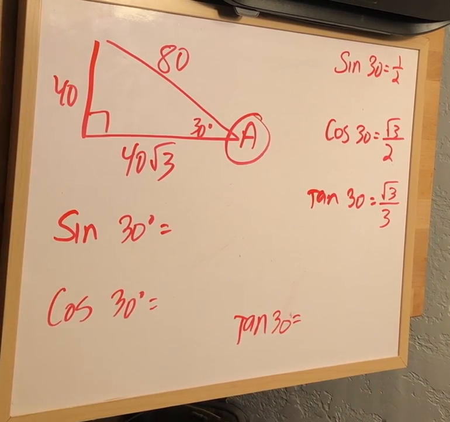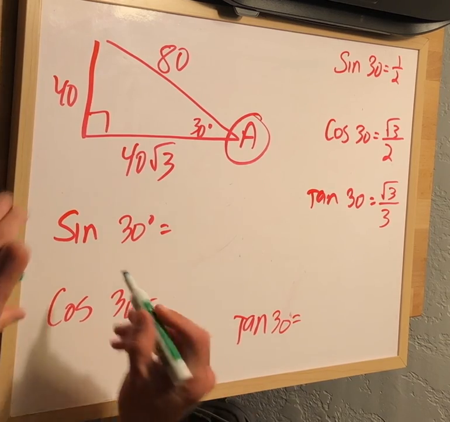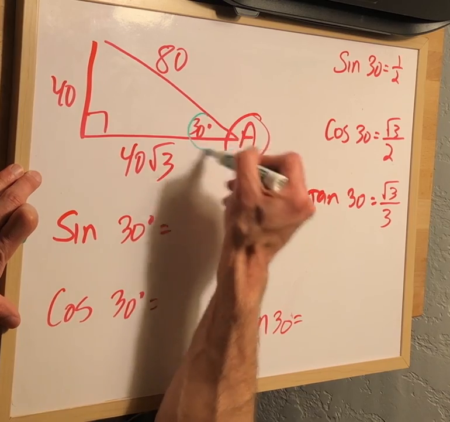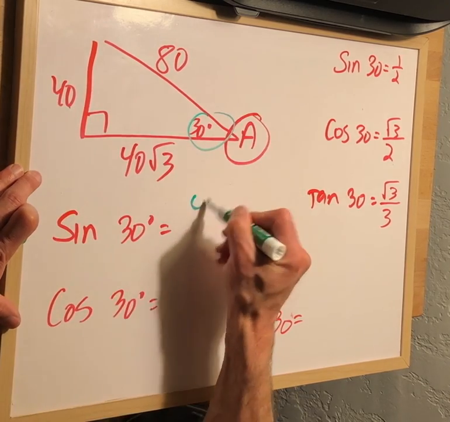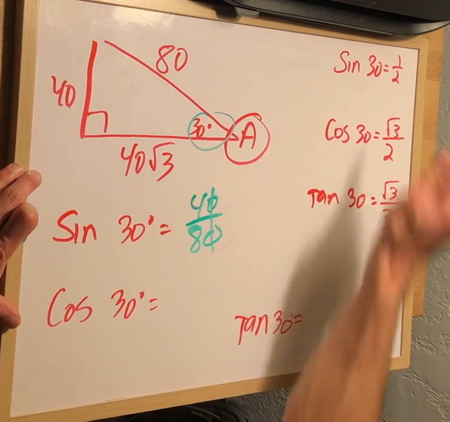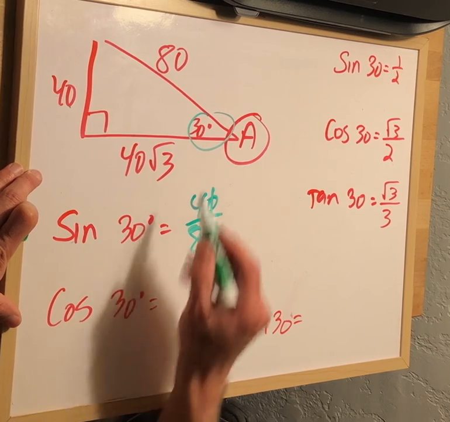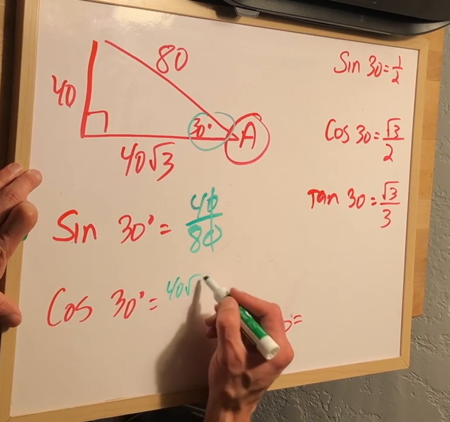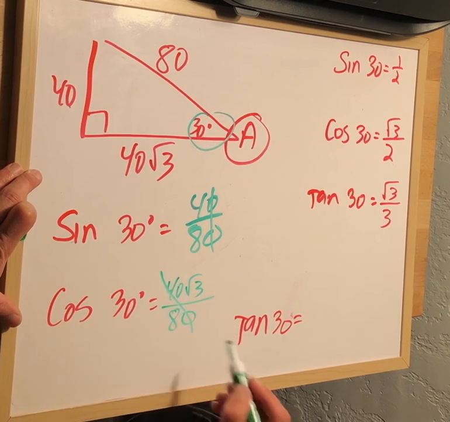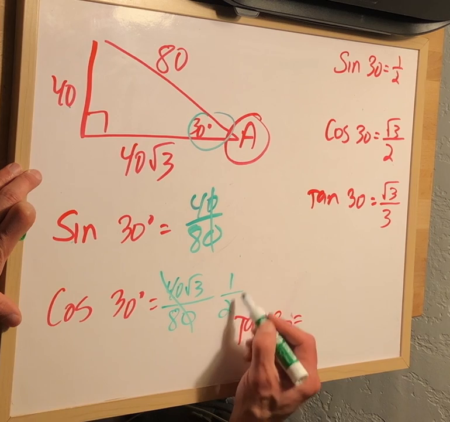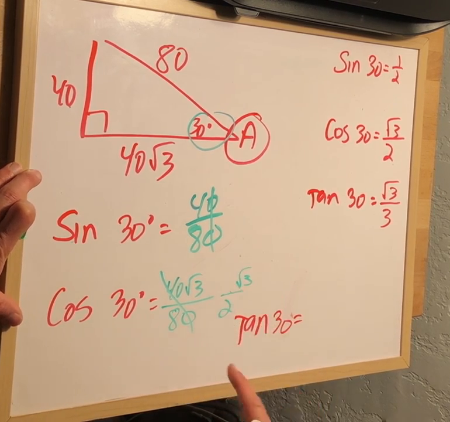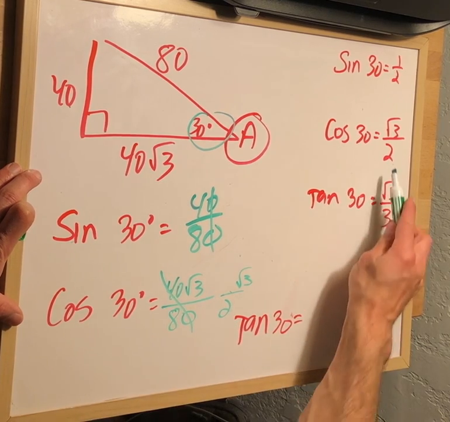Watch, everything works out to exactly the same. Sine of 30 degrees, so from the 30-degree angle, which is angle A, from this angle right here, opposite over hypotenuse. 40 over 80 reduces to 4 over 8, or look, sine of 30 degrees is always 1/2. Cosine of 30 degrees, which is adjacent, 40 root 3 over 80. 40 over 80 reduces to 1 over 2 root 3. 1 times root 3 is just root 3. This simplifies to root 3 over 2. See? It's already right there.